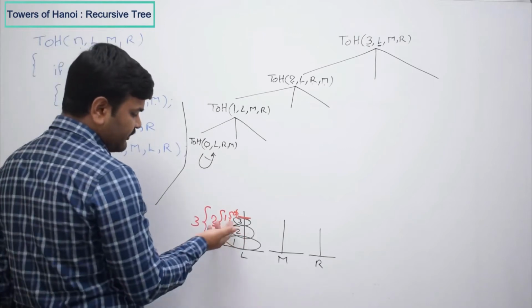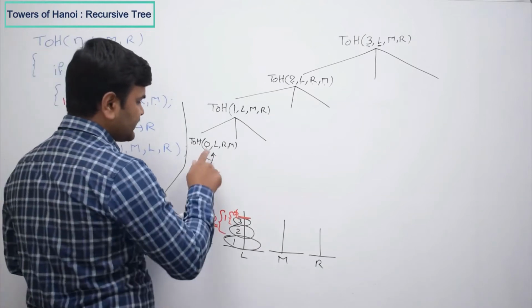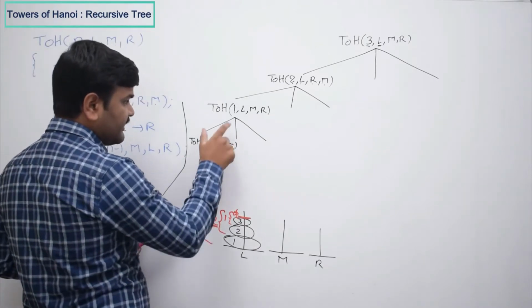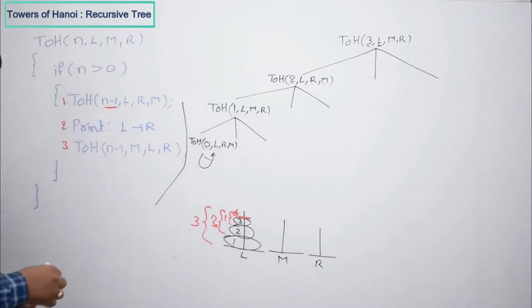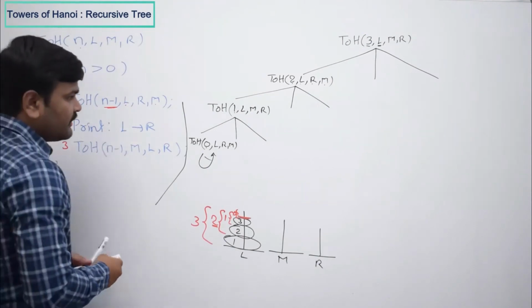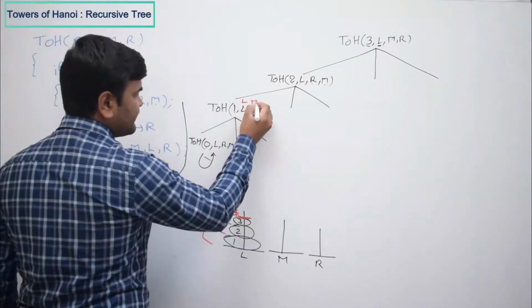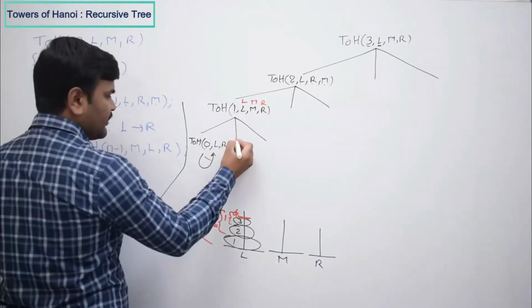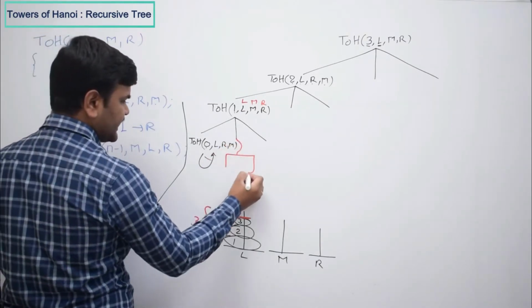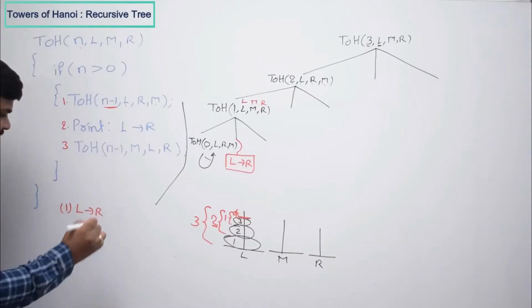So now you have one disk, that one disk you have to shift. So the first statement is completed here when n value is 1. So the second statement you have to execute, that is print L to R. One more thing you have to observe here: in L position L is there, M position M is there, R position R is there. So here it is going to print L to R. That is the first movement.